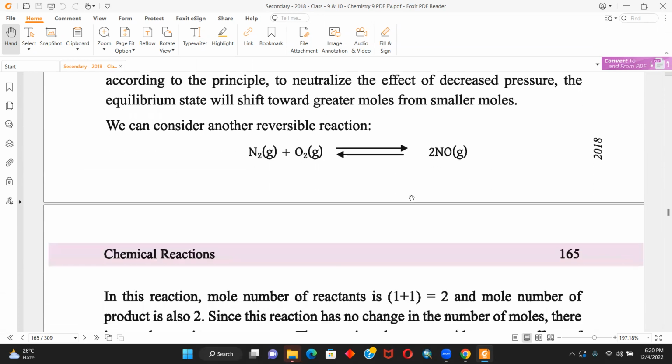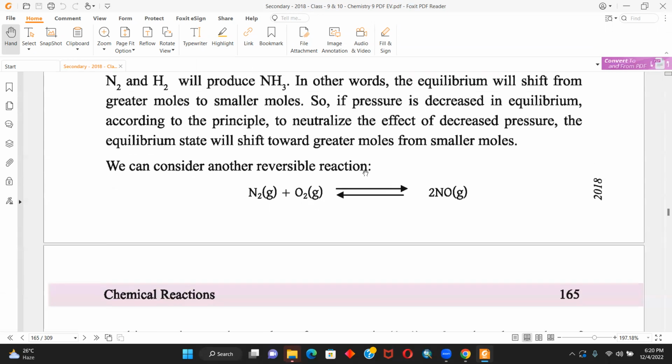Anyway, now tell me, what do you think will be the effect of changing the air pressure on the equilibrium state of this reaction? Let's see. It would increase. Oh wait, no. Actually, it would stay the same. Why would it stay the same? There are two moles on both sides. Yes, exactly. Excellent.